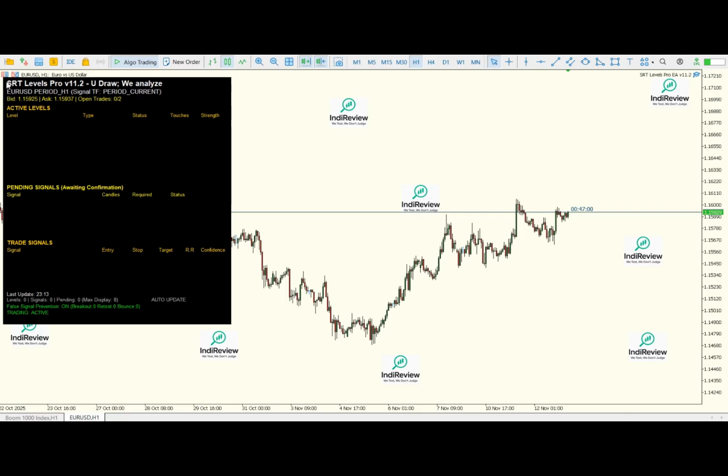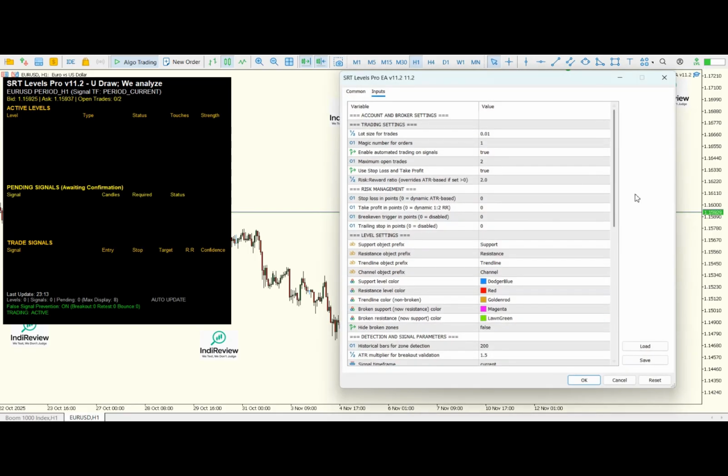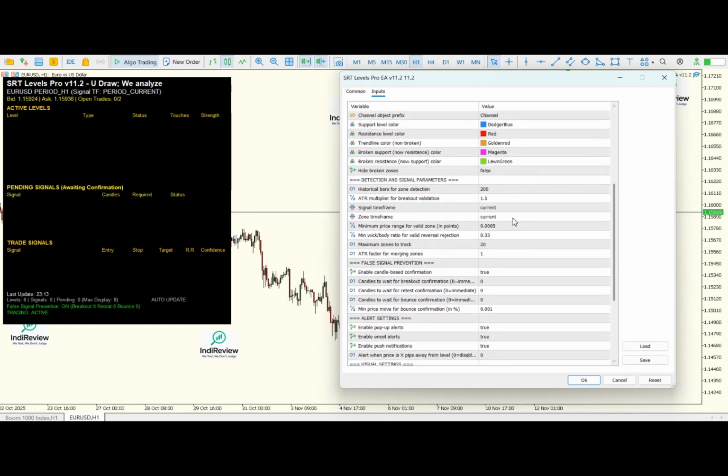We have the indicator name, the expert advisor name, and a kind of slogan saying "you draw, we analyze." We are looking at EURUSD, so that's the pair, and the period, time frame H1, and then the signal period, which we're still keeping as current. The signal period and the zone period are just to let you do your analysis on a higher time frame, and then take the signal on a lower time frame. You can set it up, but for training purposes, we just leave it as current.